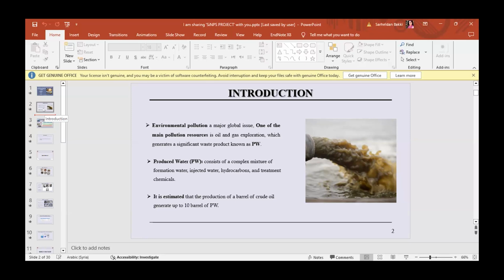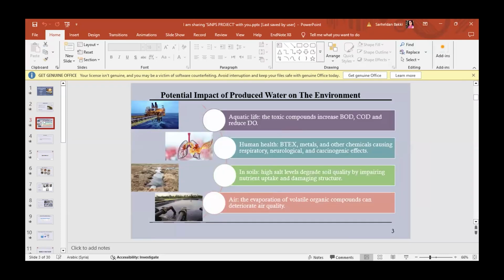This polluted water has potential impact on the environment, in the case of aquatic life, human health, and soil and air, etc. So the objective of our study is to develop an eco-friendly, high-performance membrane for produced water desalination.